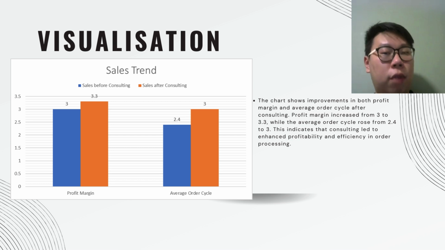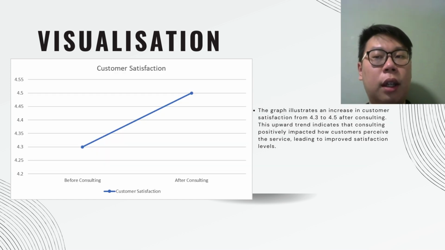Next, we're talking about sales trend. The charts show improvement in both profit margin and average order cycle after consulting. Profit margin increased from 3 to 3.3, while the average order cycle rose from 2.4 to 3. This indicates that consulting led to enhanced profitability and efficiency in order processing. Next, in customer satisfaction, the graph illustrates an increase in customer satisfaction from 4.3 to 4.5 after consulting. This upward trend indicates that consulting positively impacts how customers perceive the service, leading to improved satisfaction levels.